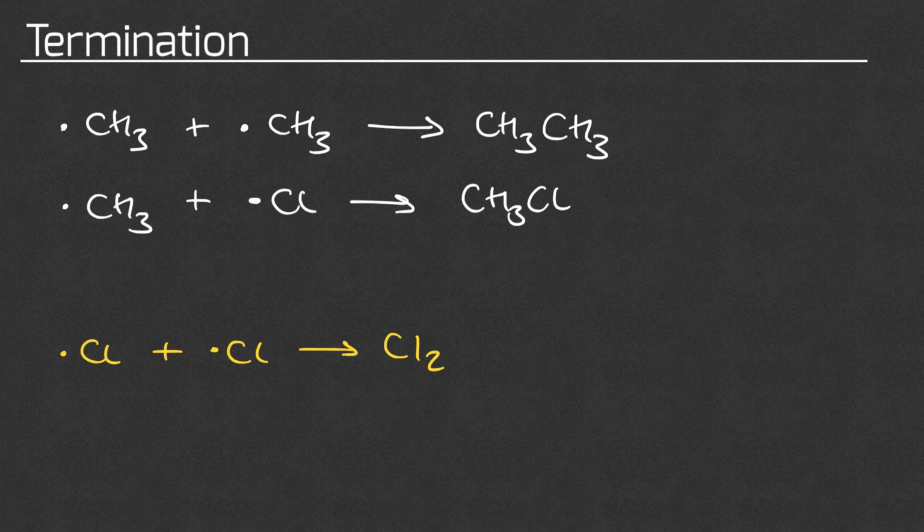Typically, a question will ask you to write a termination step to give a desired product. So the question might ask you to write a termination reaction to produce a molecule of ethane. Or the question might ask you to write a termination reaction to produce a molecule of chloromethane. And you would have to look at the question, look at what radicals were present through your initiation and your propagation steps, and once you've identified what radicals you've got, decide which radicals you can put together to create the desired product the question is asking for.